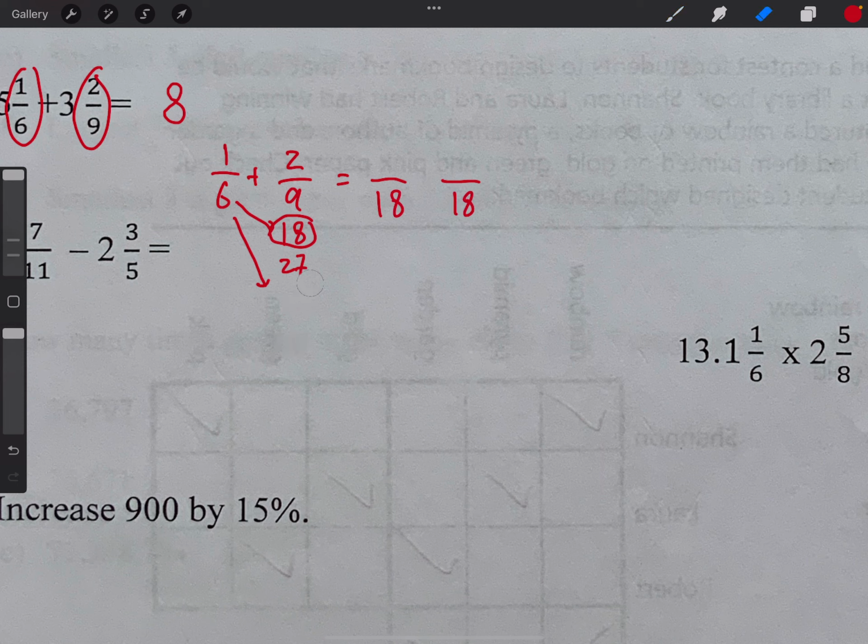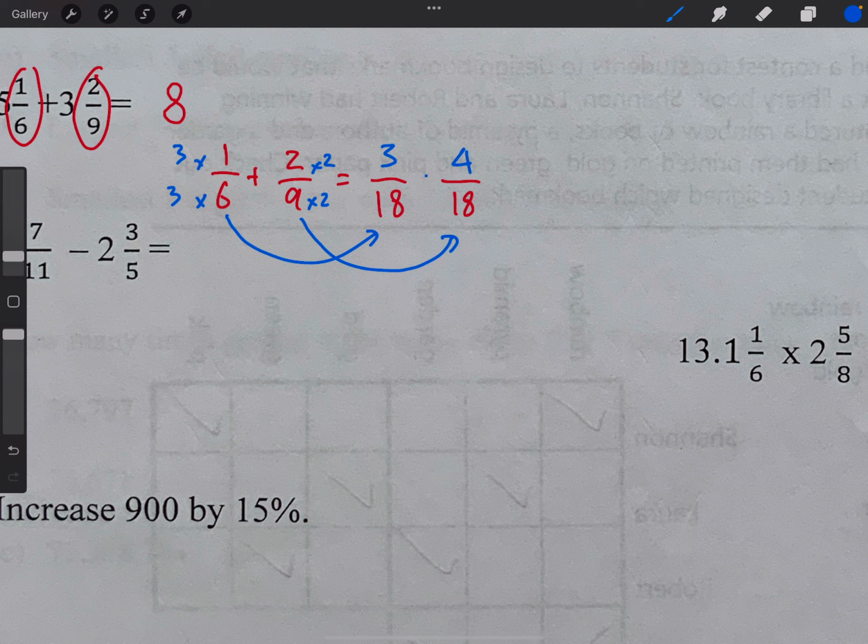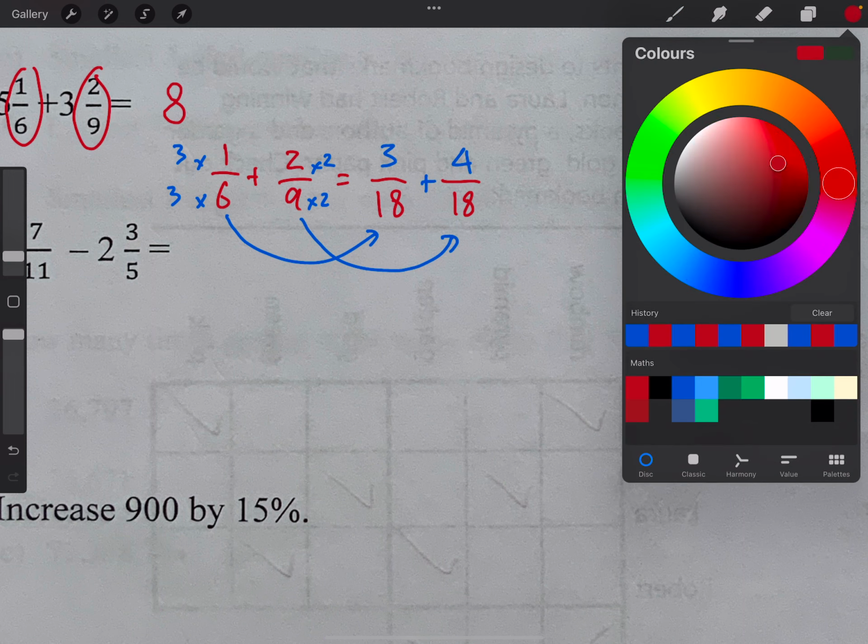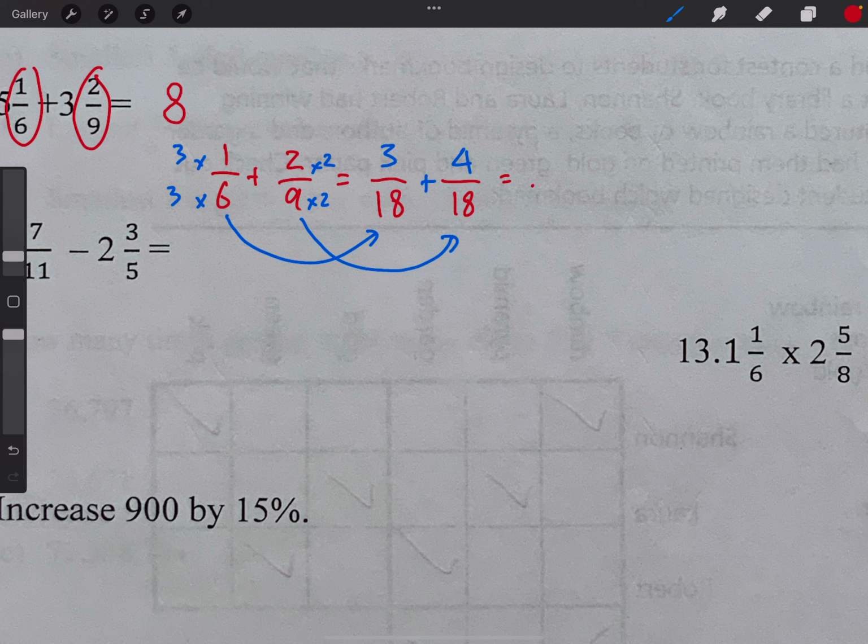Now, how do I get to 18? To get to 18 from 6, I must times it by 3. Times it by 3, so that's 3 over 18. How do I get from 9 to 18? Times it by 2, times it by 2, which gives me a 4. And this is add. So you're going to get over 18. 3 plus 4 is just 7. So now the answer is 8 and 7 over 18. And that's your answer there.